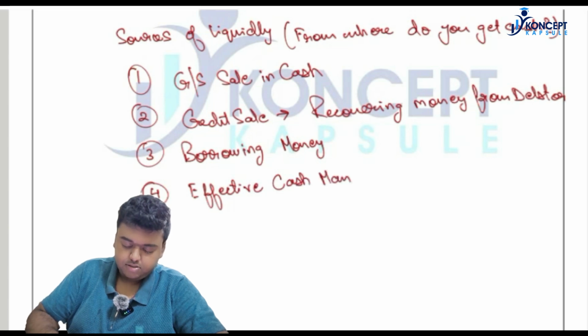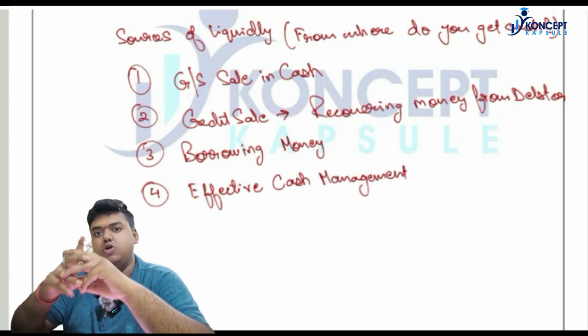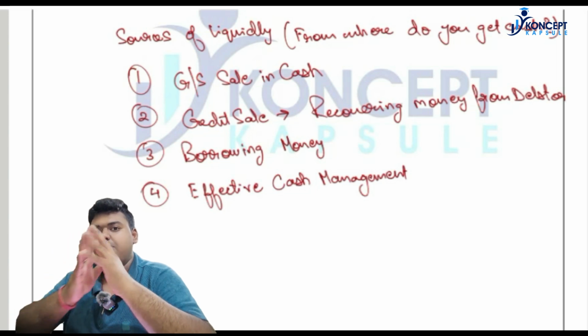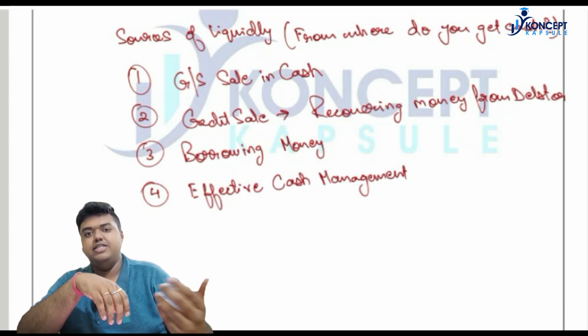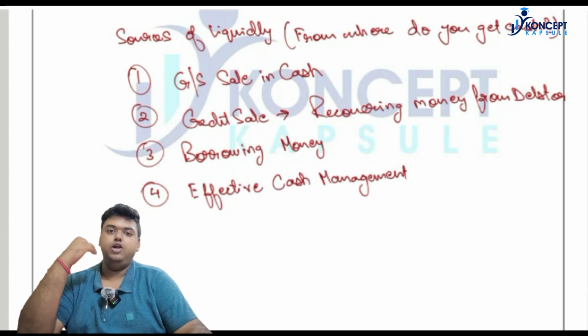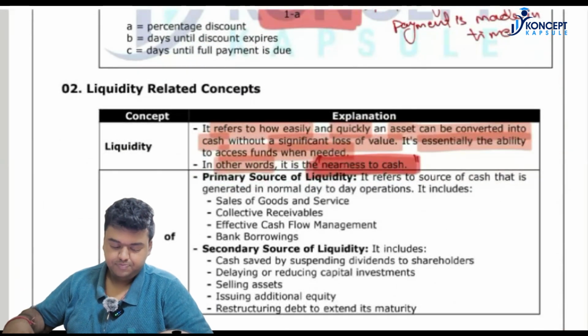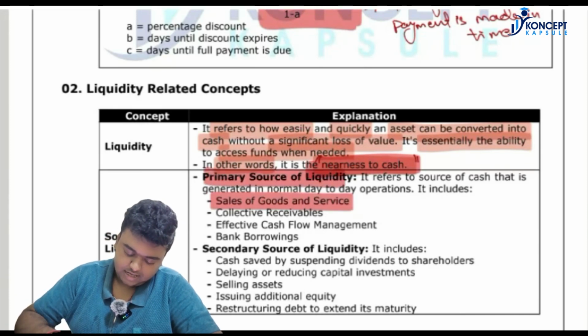So, basically, what this point is saying is that if you effectively manage your inflows and outflows properly, that is also a primary source of liquidity for your business. Why? Because if your management is effective, you will always have necessary funds in order to fund your operations. So these are the primary sources of liquidity: sale of goods and services, collection of receivables, effective cash flow management, and bank borrowing.